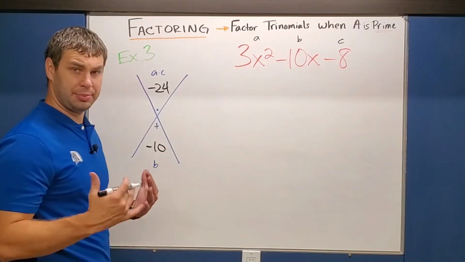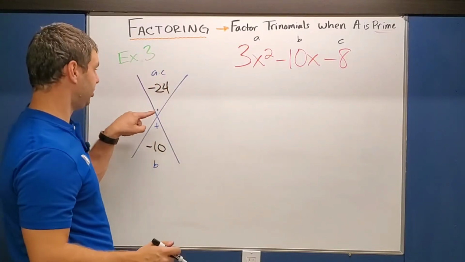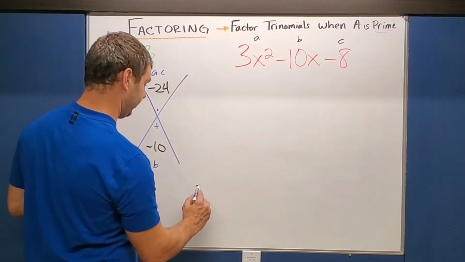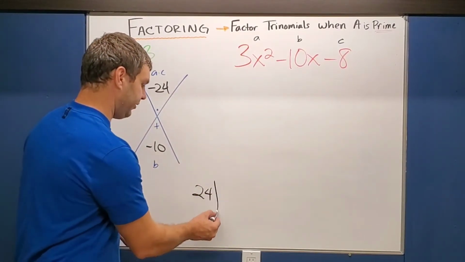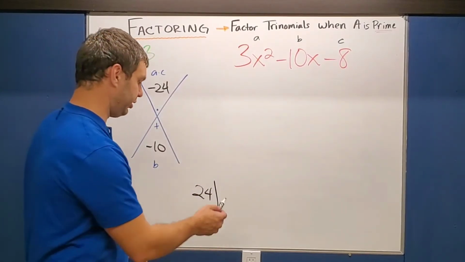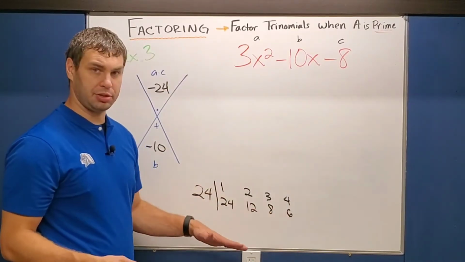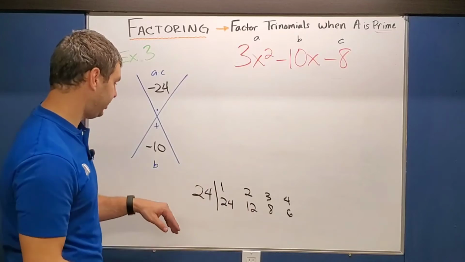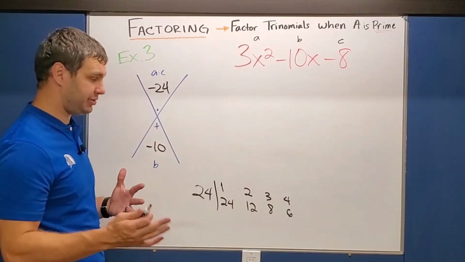Okay, and then remember, if you're having a hard time figuring out which numbers are going to work, you can take the number that you're multiplying, which in this case is 24. Just take the positive version, even though it's negative, that's fine. Okay, and then find the factors of that. All right, I'll do those for you here. Right, so I found these pairs of numbers, and of those pairs, I'm looking to find ones that multiply to be negative 24 and add to be negative 10.